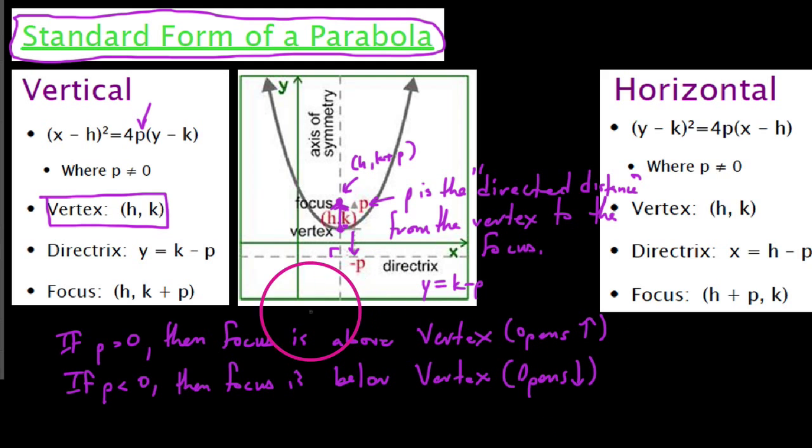Okay, so now with all of these things being mentioned, that we have a vertex at (h, k), and that p is this directed distance that tells us how to get to the focus and therefore will help us find the directrix.